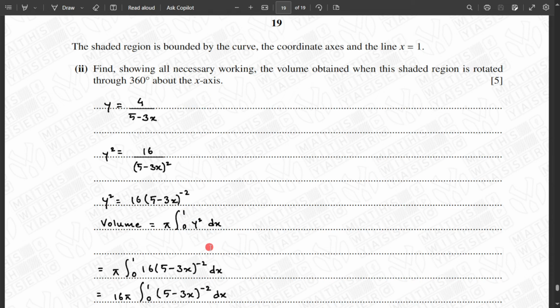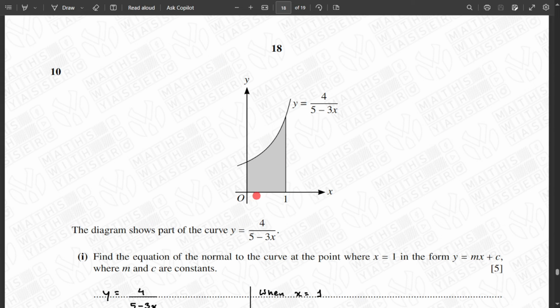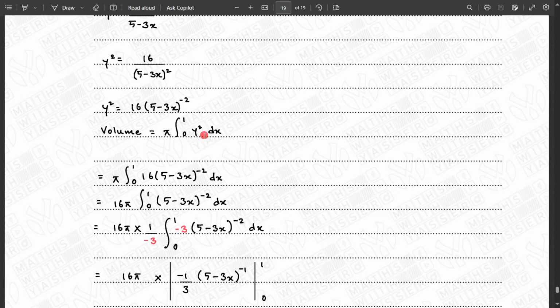Let's look into the diagram again. So we have 1 and 0, and we need to integrate y squared. So this will be pi, integrating between limits 1 and 0, 16 times (5 minus 3x) to the power minus 2. If we take all the constants outside, this will be 16 pi, and then we are left with integrating (5 minus 3x) to the power minus 2.